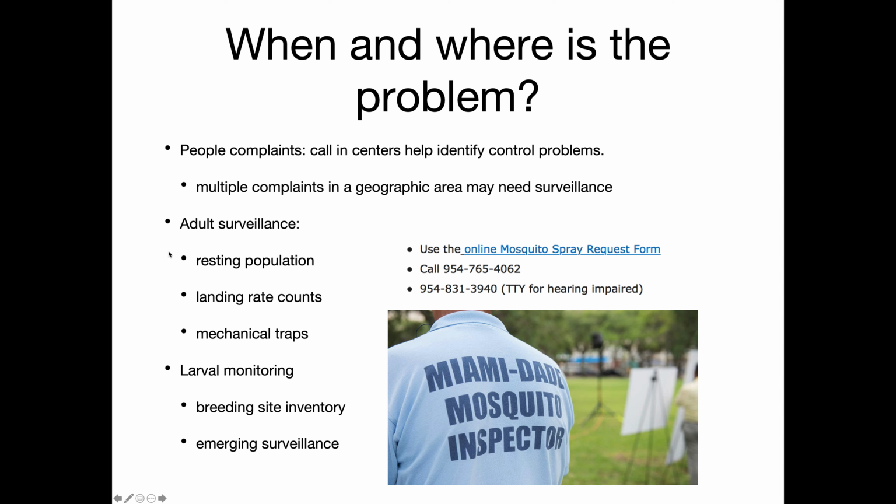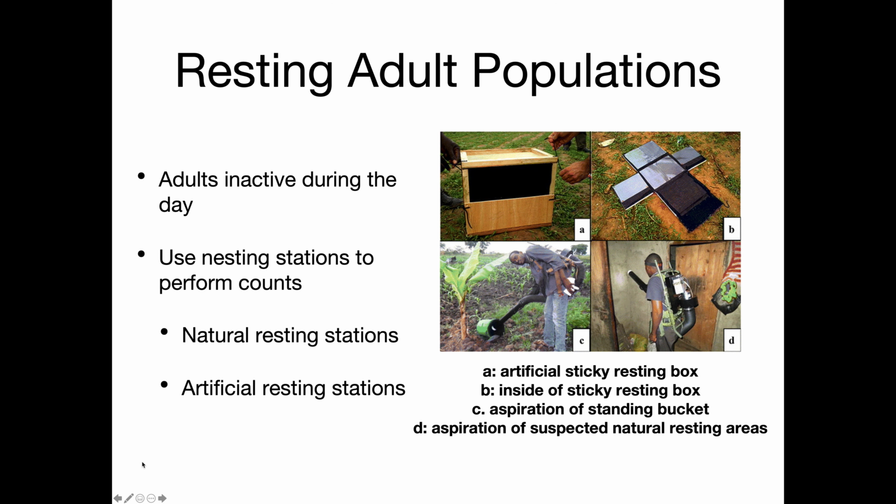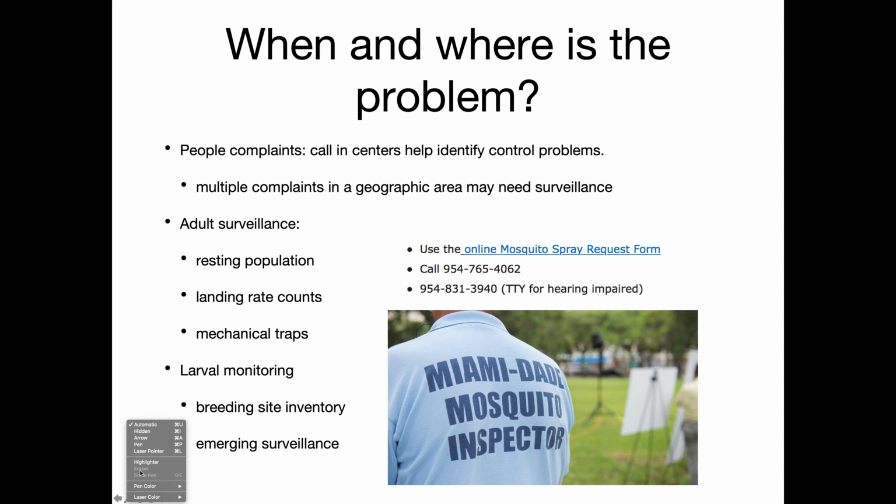Now, there are two different types of surveillance that are completed in addition to the people monitoring. So we have the people factor, them calling in complaints, but we have adult surveillance and larval monitoring. In adult surveillance, we look at three different things. First is what's called a resting population. This would be where mosquitoes are looked for during the day, in dark areas, and they call it a resting population.